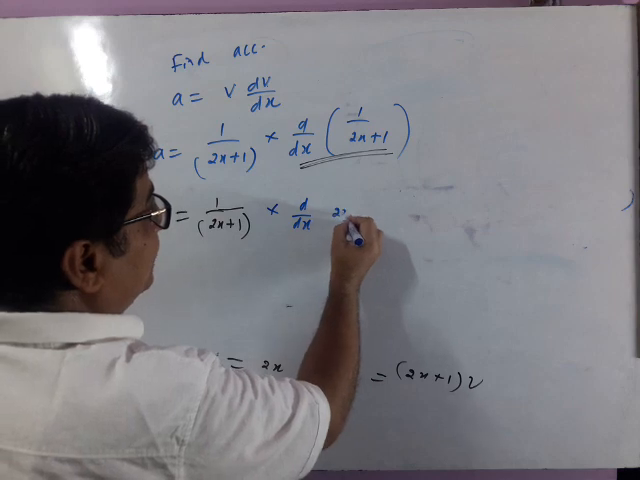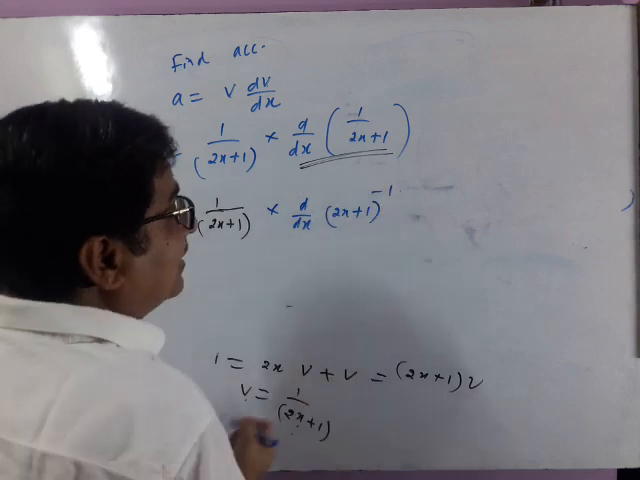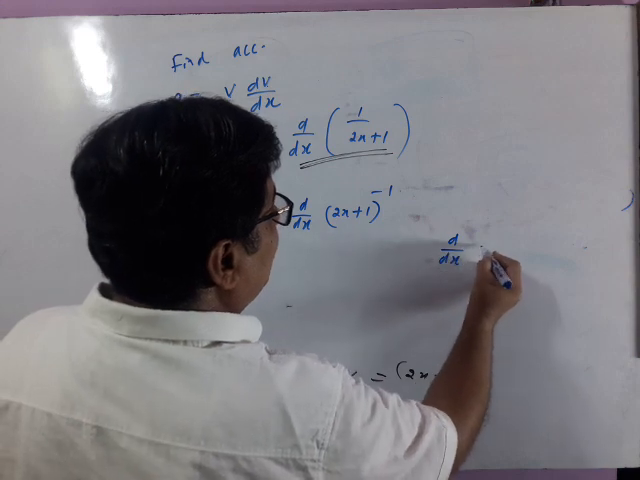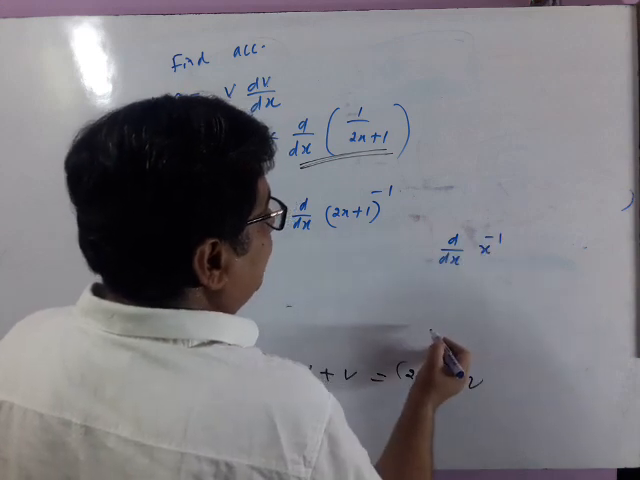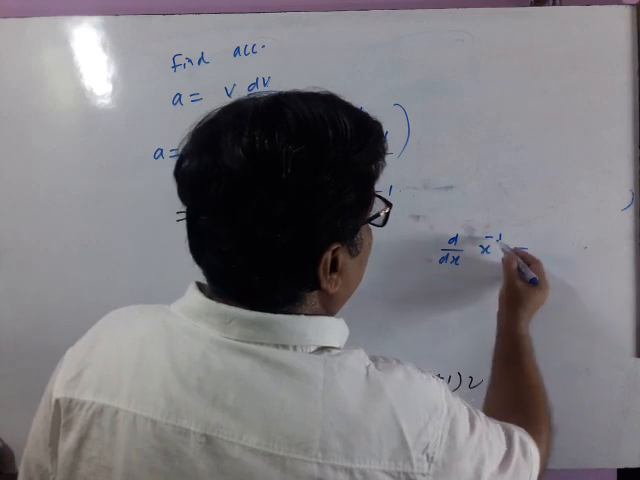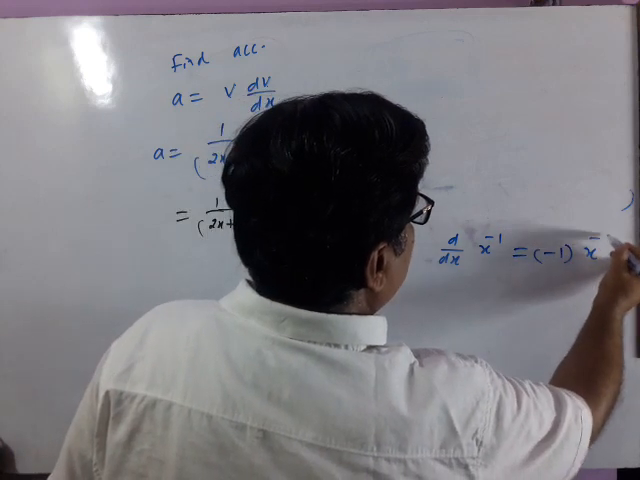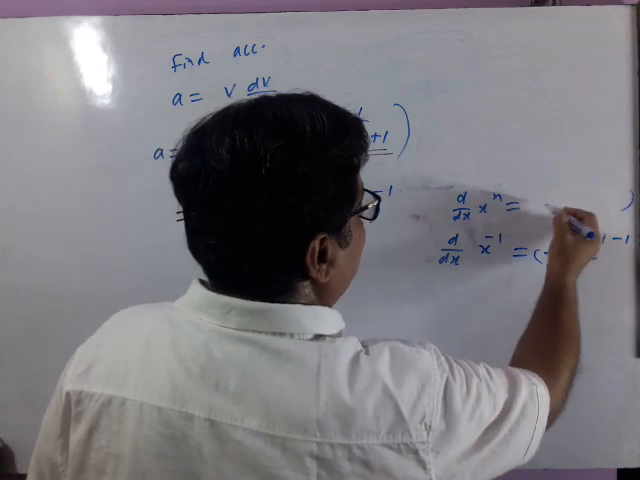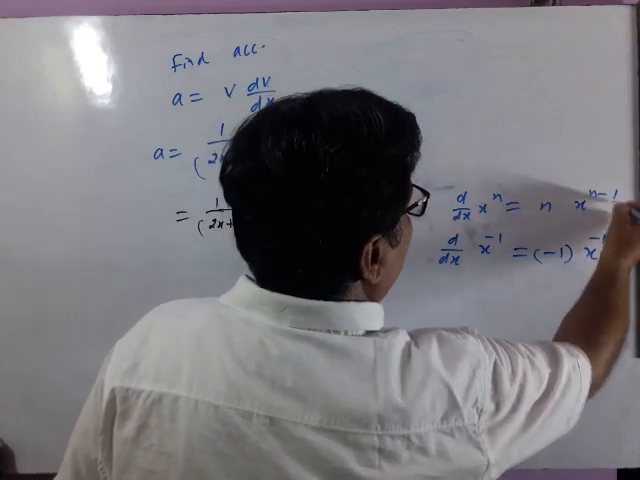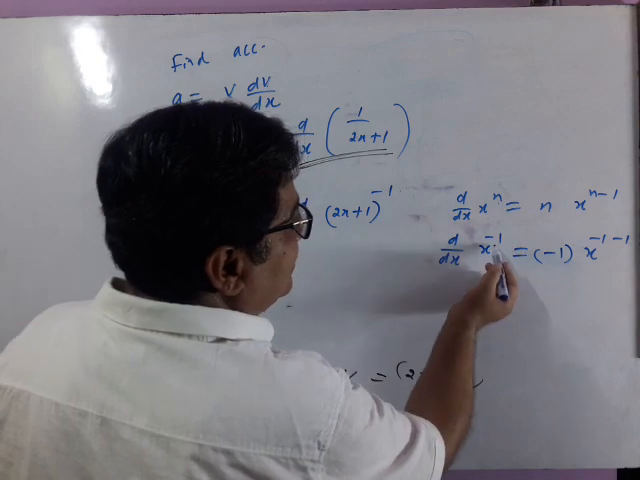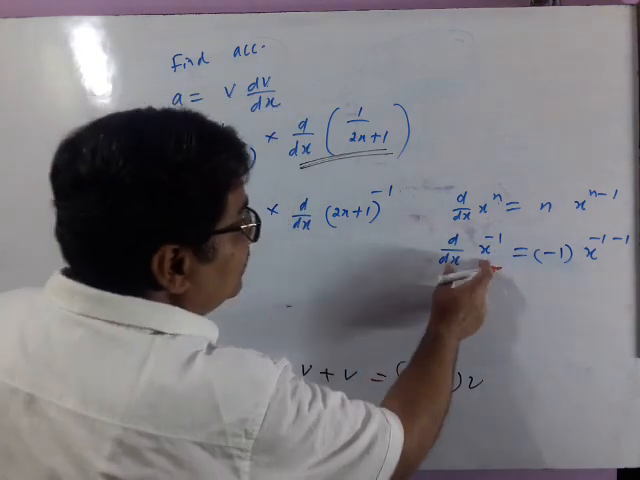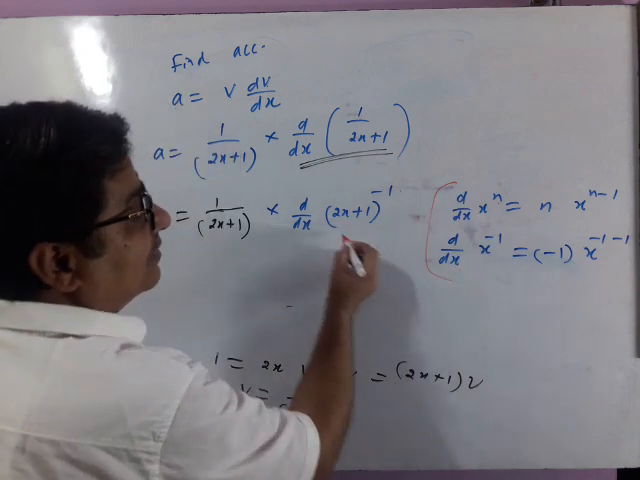dy/dx of (2x + 1) to the power minus 1. Now, the basic formula is x raised to the power n; its derivative is n x raised to the power n minus 1. That is, dy/dx of x^n is n x^(n-1). In place of n, it is written minus 1. This is the basic formula. Now compare it with the given question.